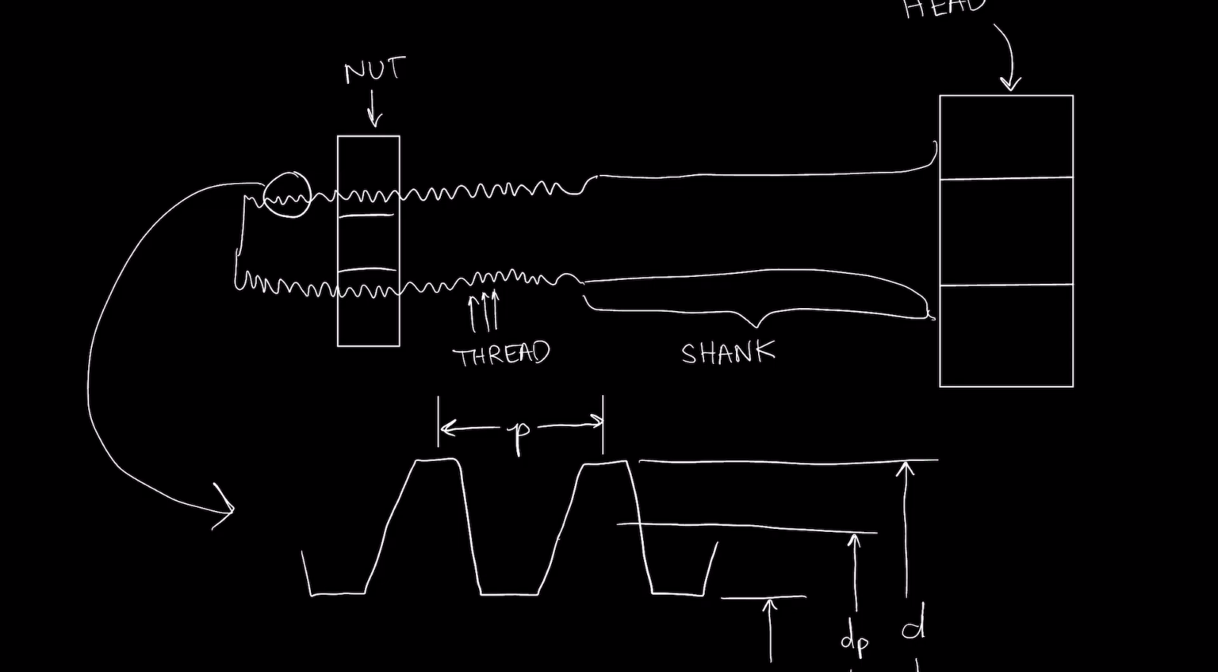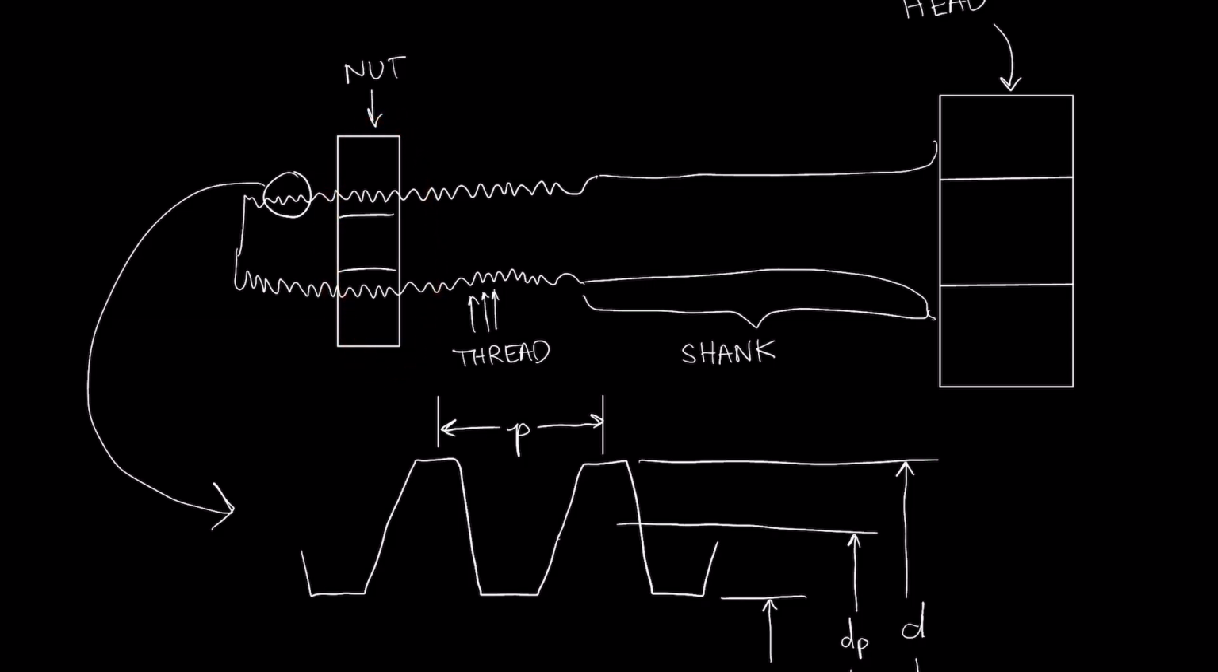And particularly, you would expect to see failure most often at the first fully formed thread. That's going to be the biggest change from a smooth shank to the threaded portion, or in the first fully engaged thread in the nut, because again, that's going to be a change in both the effective geometry where we have this join between the nut and the threaded portion of the fastener, and also this is going to be where our load is applied.